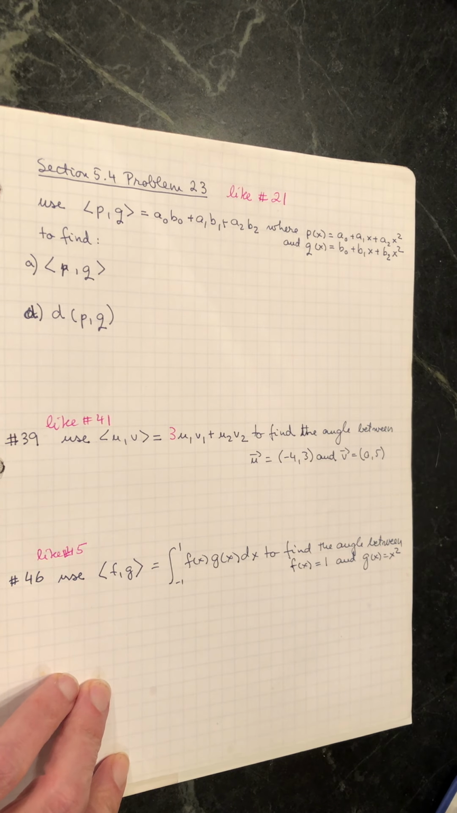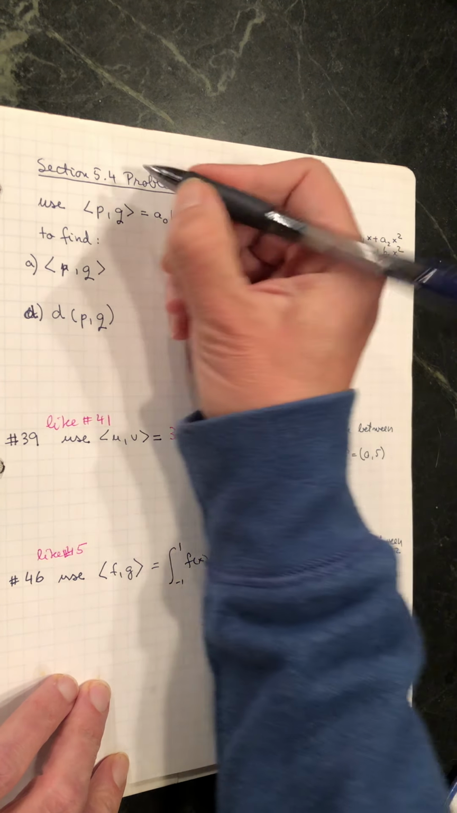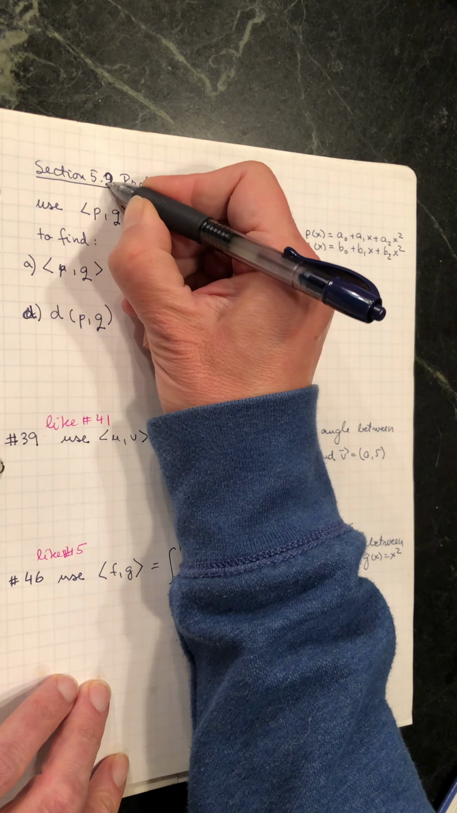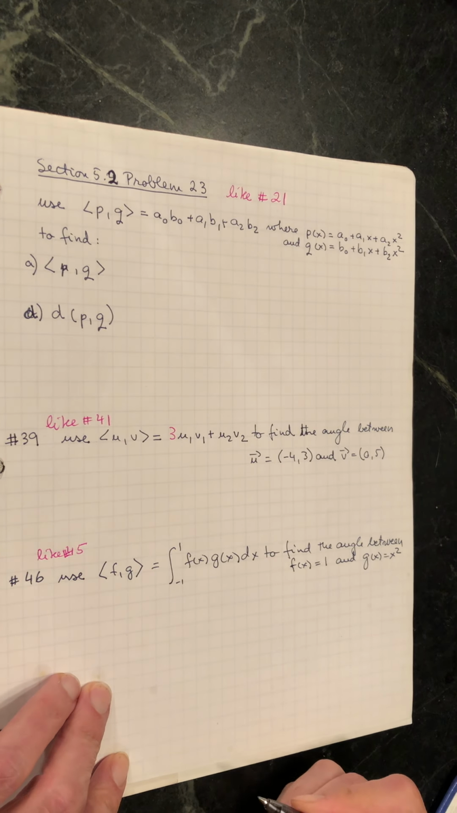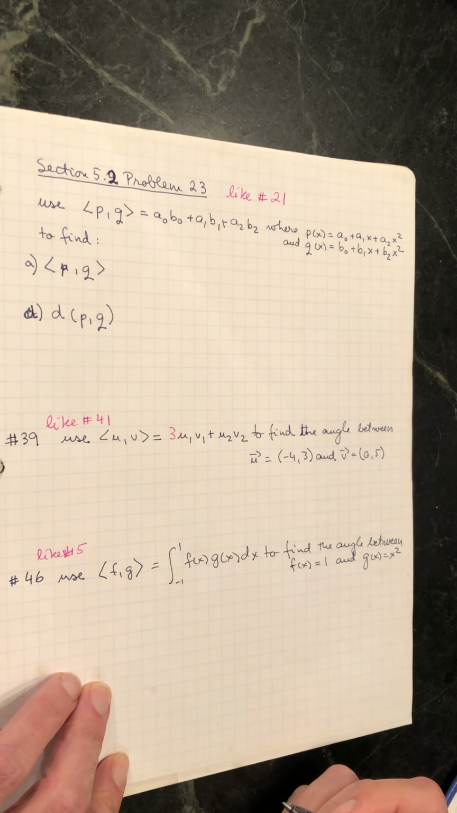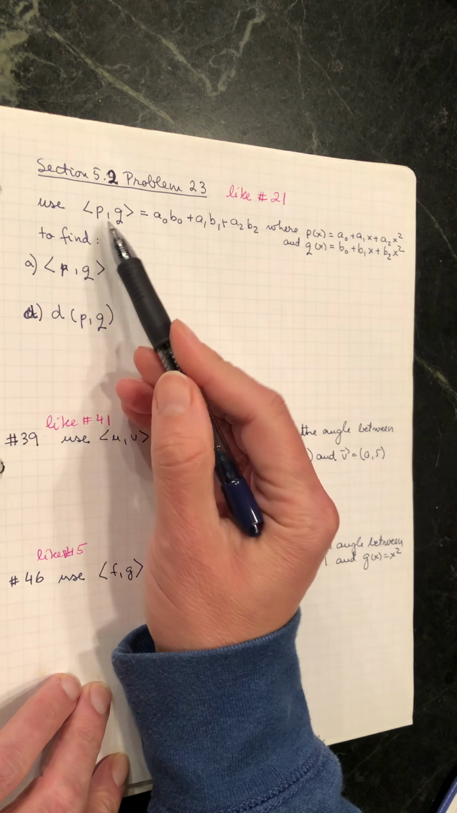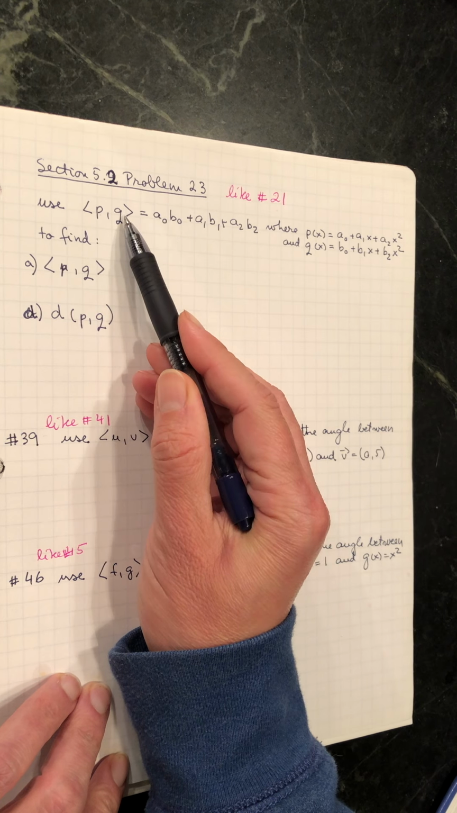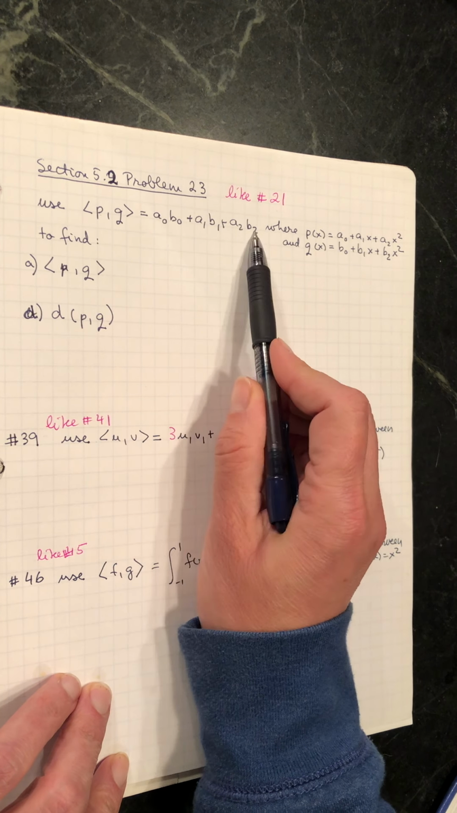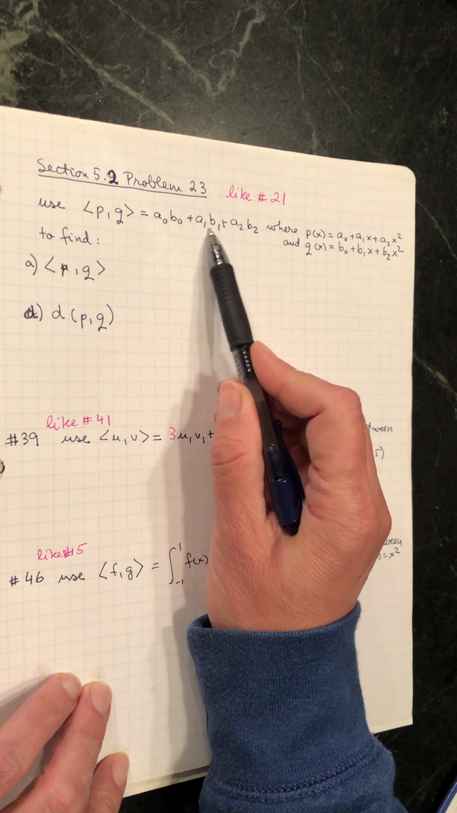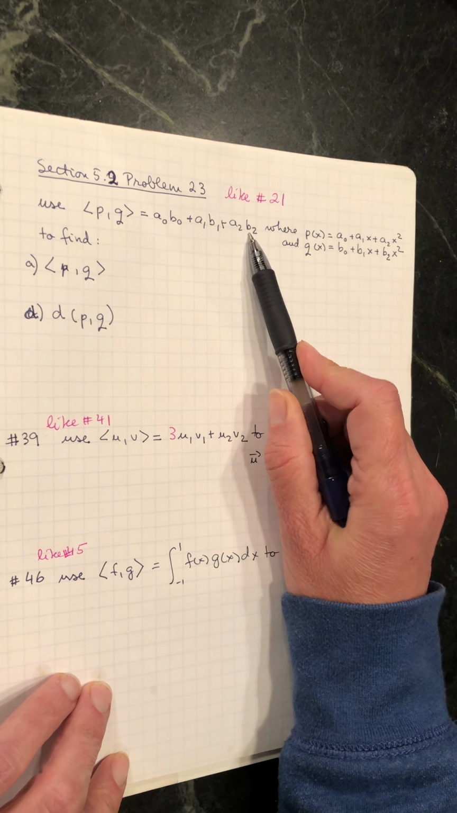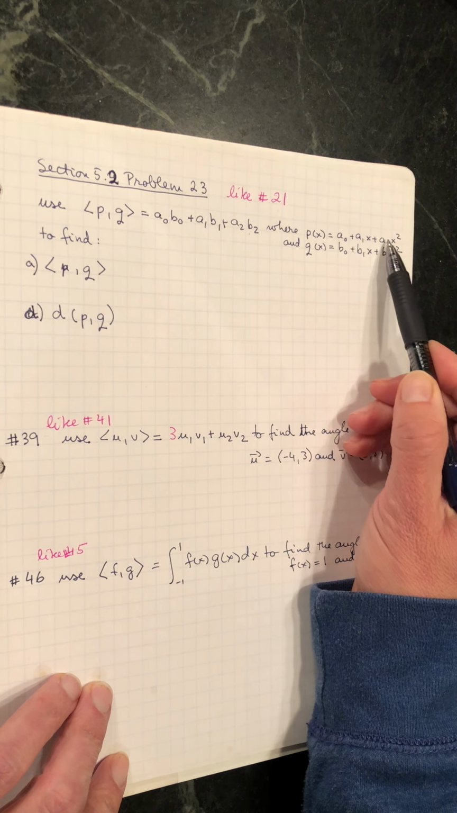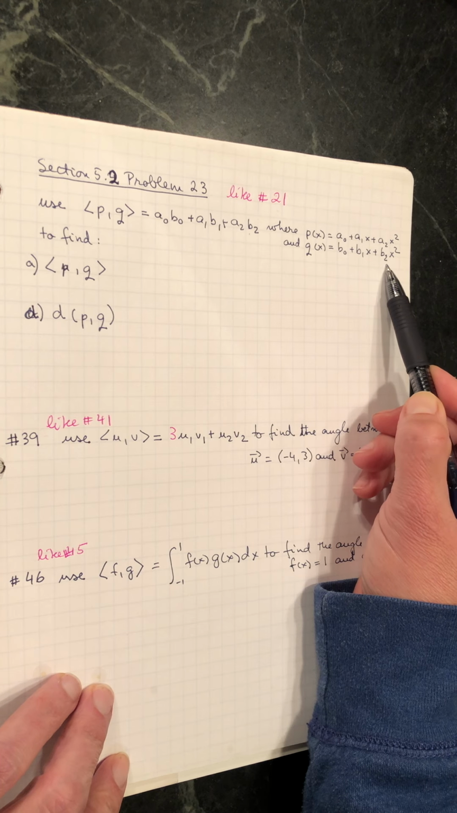All right. So let's see. For the problem set of section 5.2, the more difficult problems there, we have the inner product of two polynomials of degree 2 or less, defined as follows. It looks like the regular dot product, but this time with the coefficients of the polynomial.